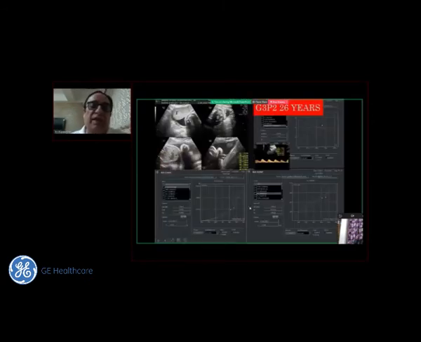Similarly here, this is a late FGR. It was growing along the 5th centile and then suddenly has dropped below the 5th centile. And you can see the umbilical artery is above the 95th centile. So a late FGR in these two situations.